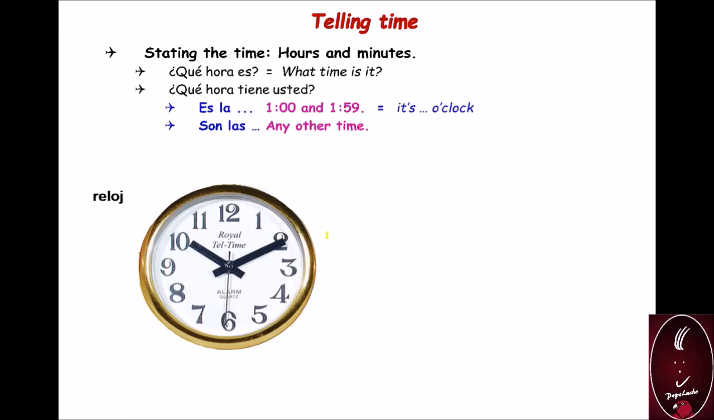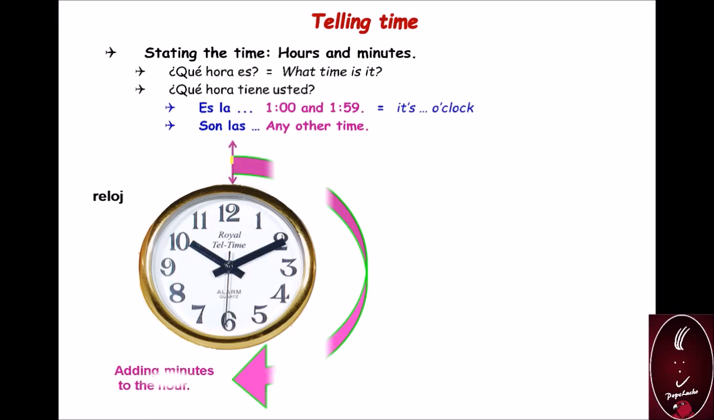Let's use this clock. Clock means in Spanish reloj, and reloj could be translated as a wall clock or a wristwatch. In Spanish it is the same. We just call it a reloj. To express the time, if we are adding minutes to the hour, we use y.